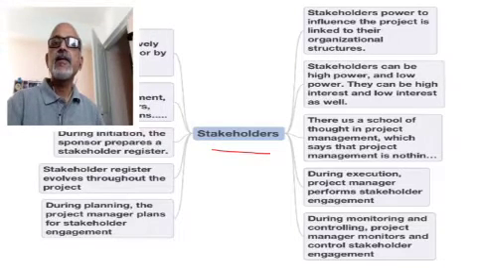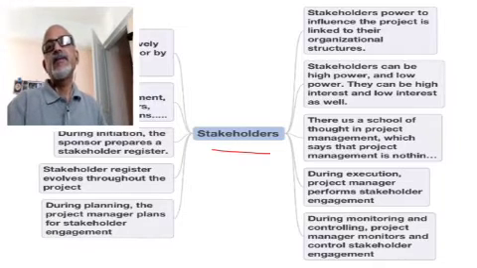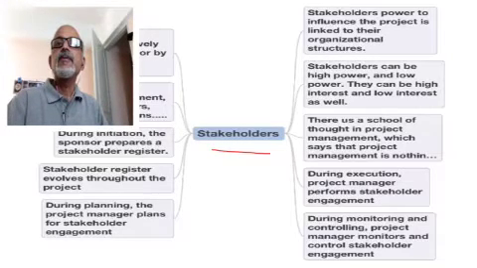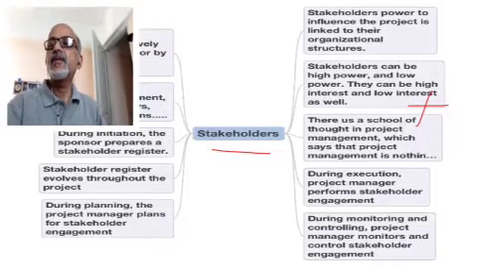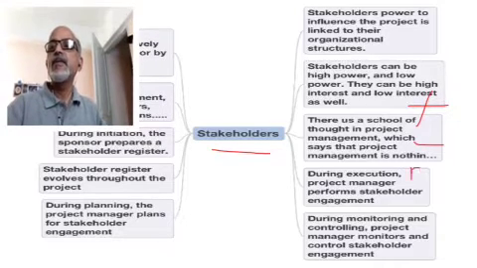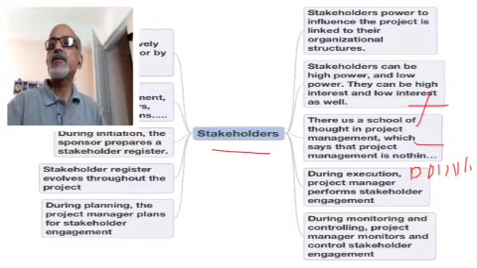This mind map of stakeholders discusses the definition of a stakeholder, which is quite interesting. A stakeholder is anybody who is affected positively or negatively by doing a project or by not doing a project. I'll repeat it again: anybody who is affected positively or negatively by doing a project or not doing a project is a stakeholder.